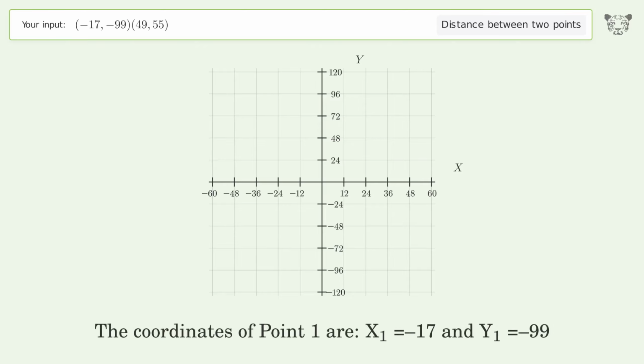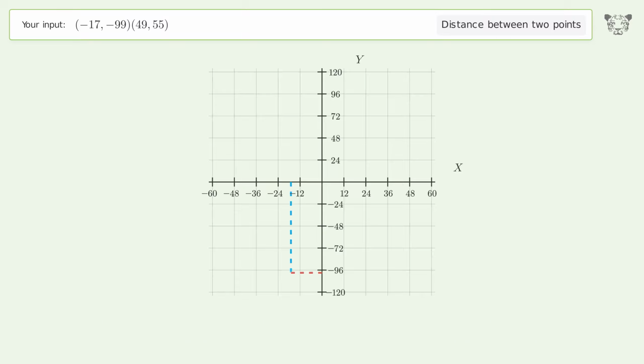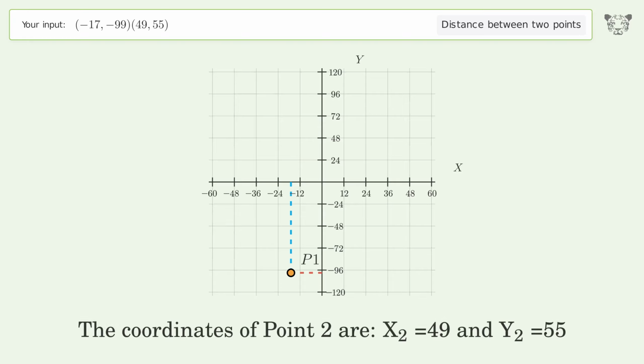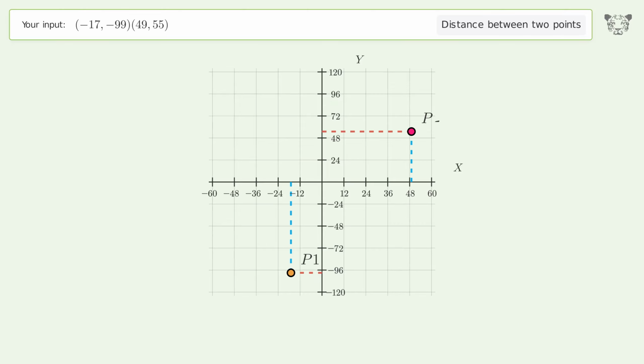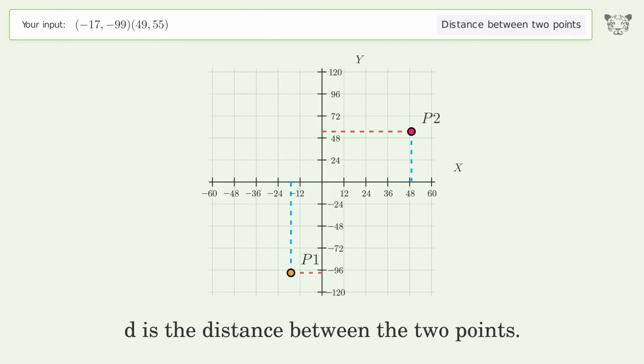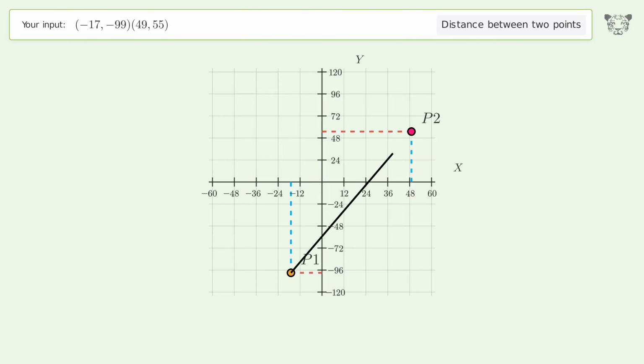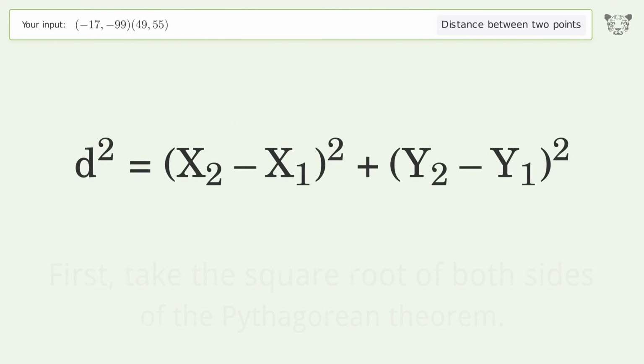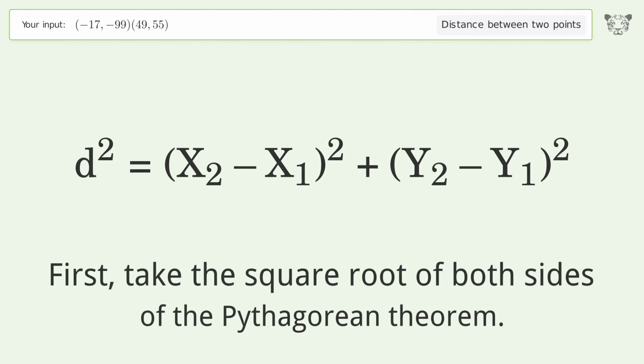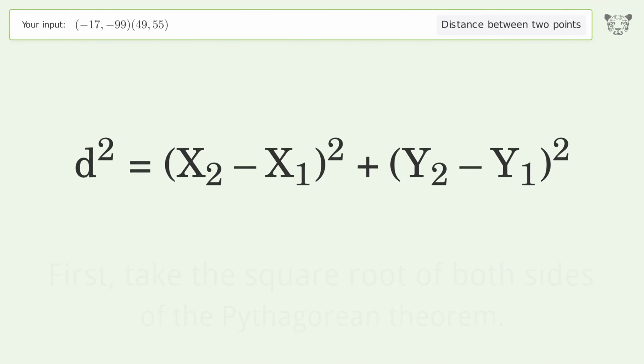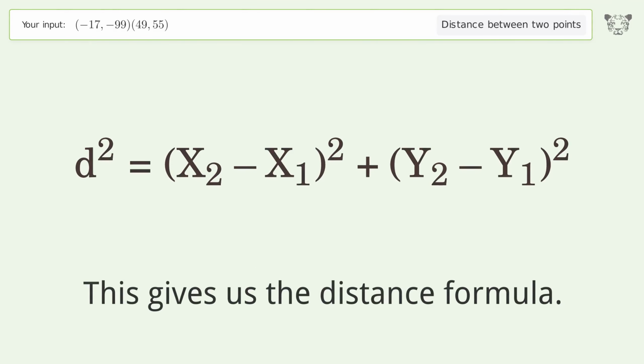The coordinates of point 1 are x1 equals -17 and y1 equals -99. The coordinates of point 2 are x2 equals 49 and y2 equals 55. D is the distance between the 2 points. First, take the square root of both sides of the Pythagorean theorem. This gives us the distance formula.